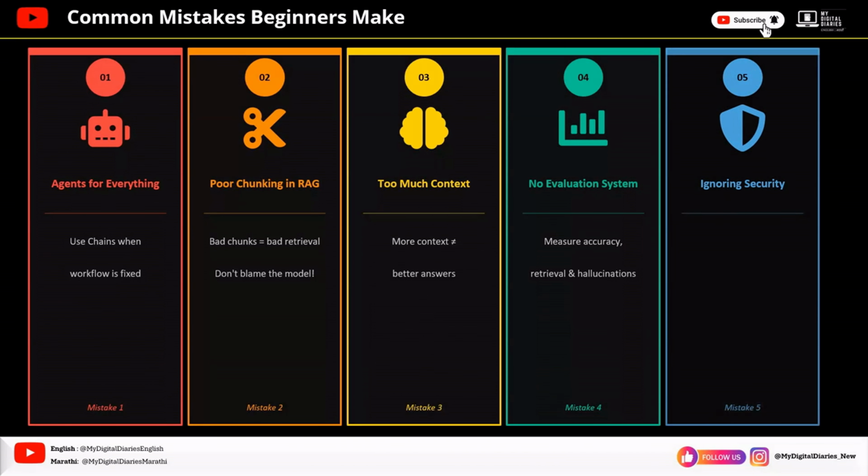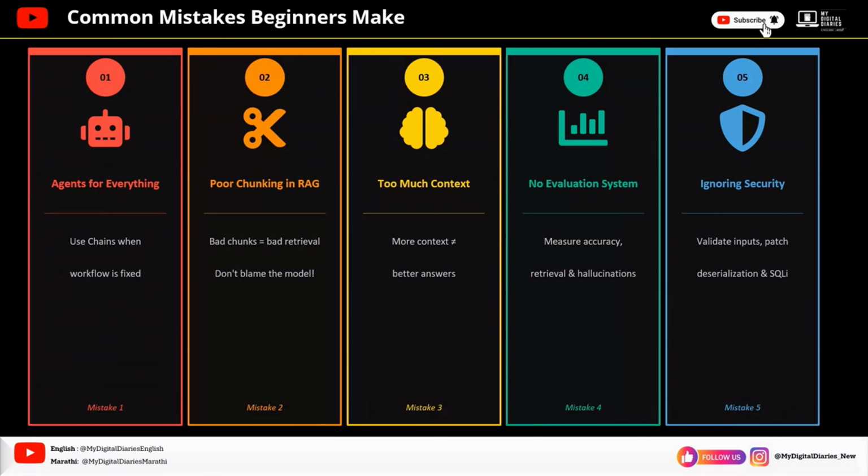And finally, ignoring security. AI system can be attacked too. Always validate user inputs, patch deserialize issues, and guard against SQL injection. Just because it's AI doesn't mean the old security rules stop applying.